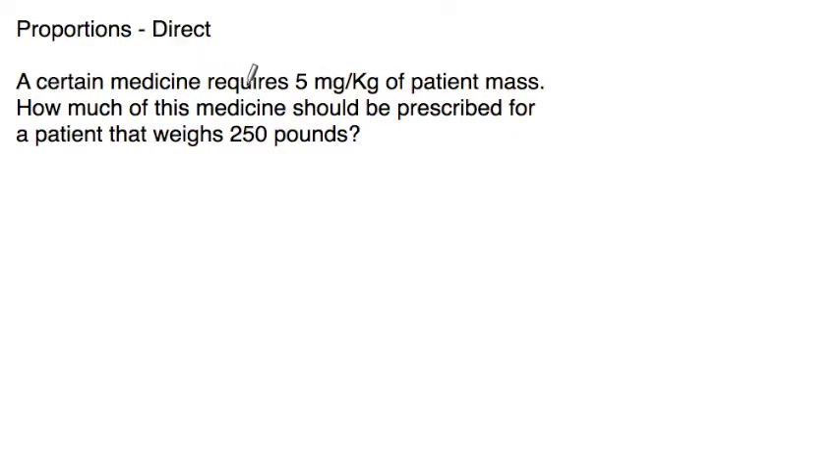What a proportion does is it says that as the weight of the patient, or mass of the patient, in kilograms increases, the amount of medicine is also going to increase. So that's what's known as a direct proportion. The general setup of a direct proportion would be A over B equals C over D. And this is the only time you can say the words cross multiply.